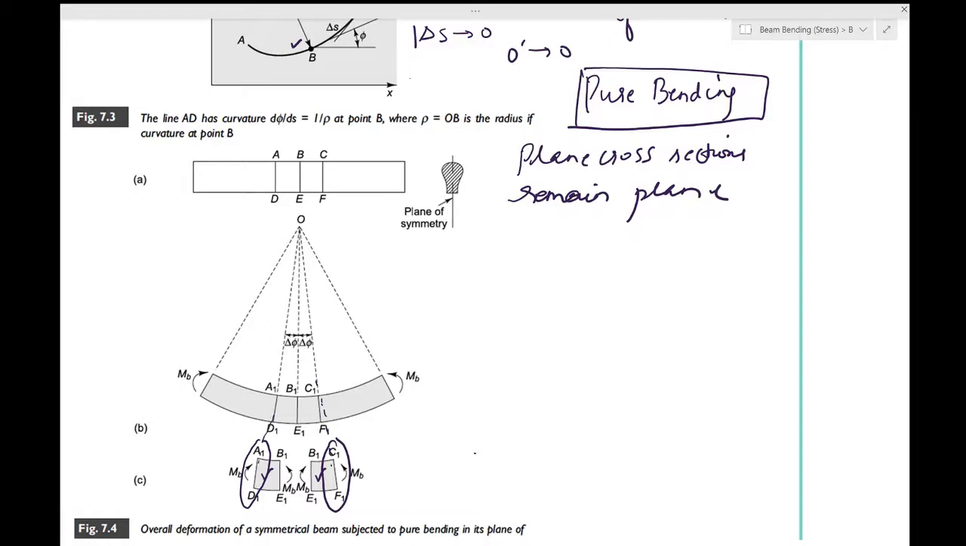Because this angle is delta phi, this will actually be the arc of a circle, because this can only happen in a circle or arc of a circle. The angle remains the same. So this is one conclusion which we have made.